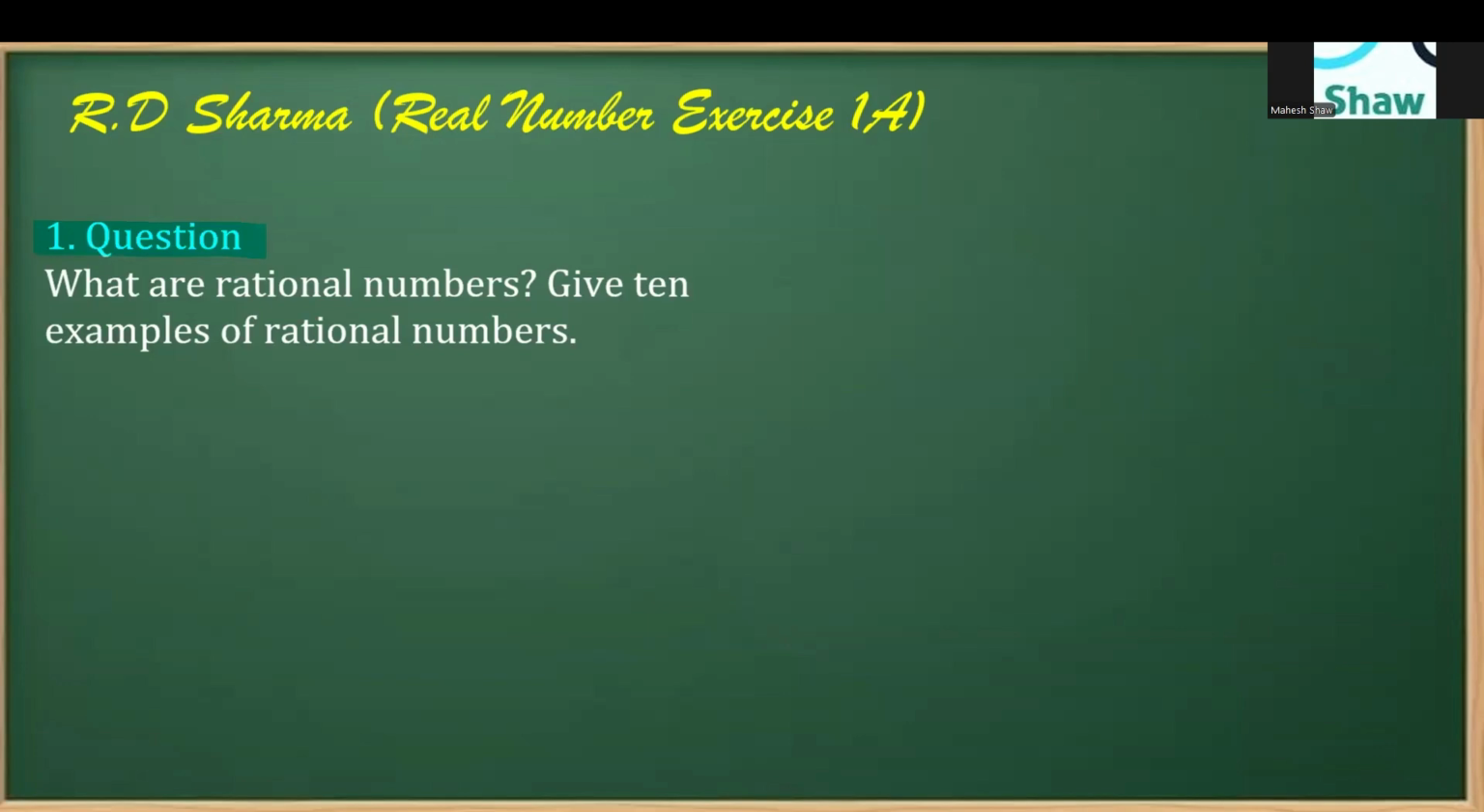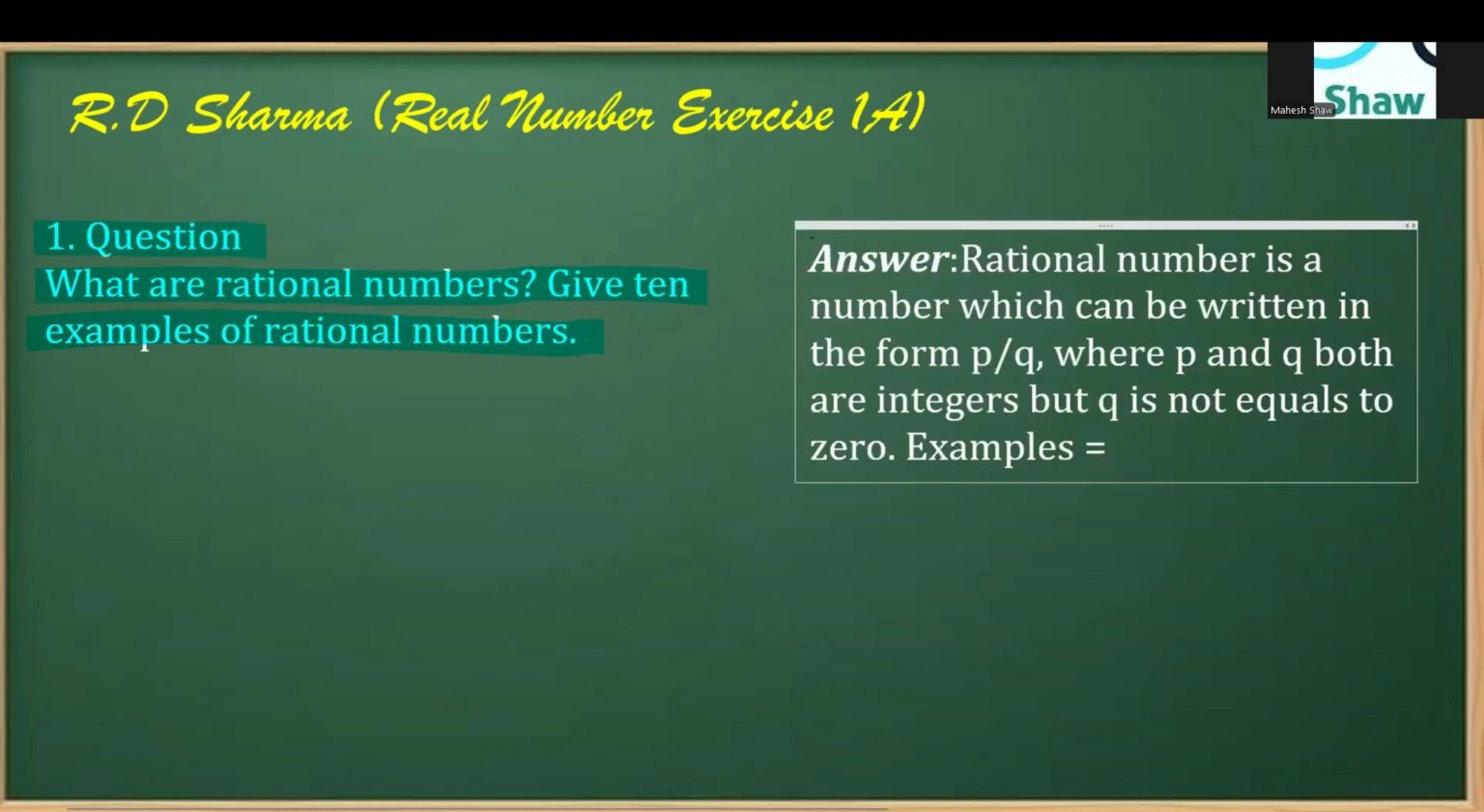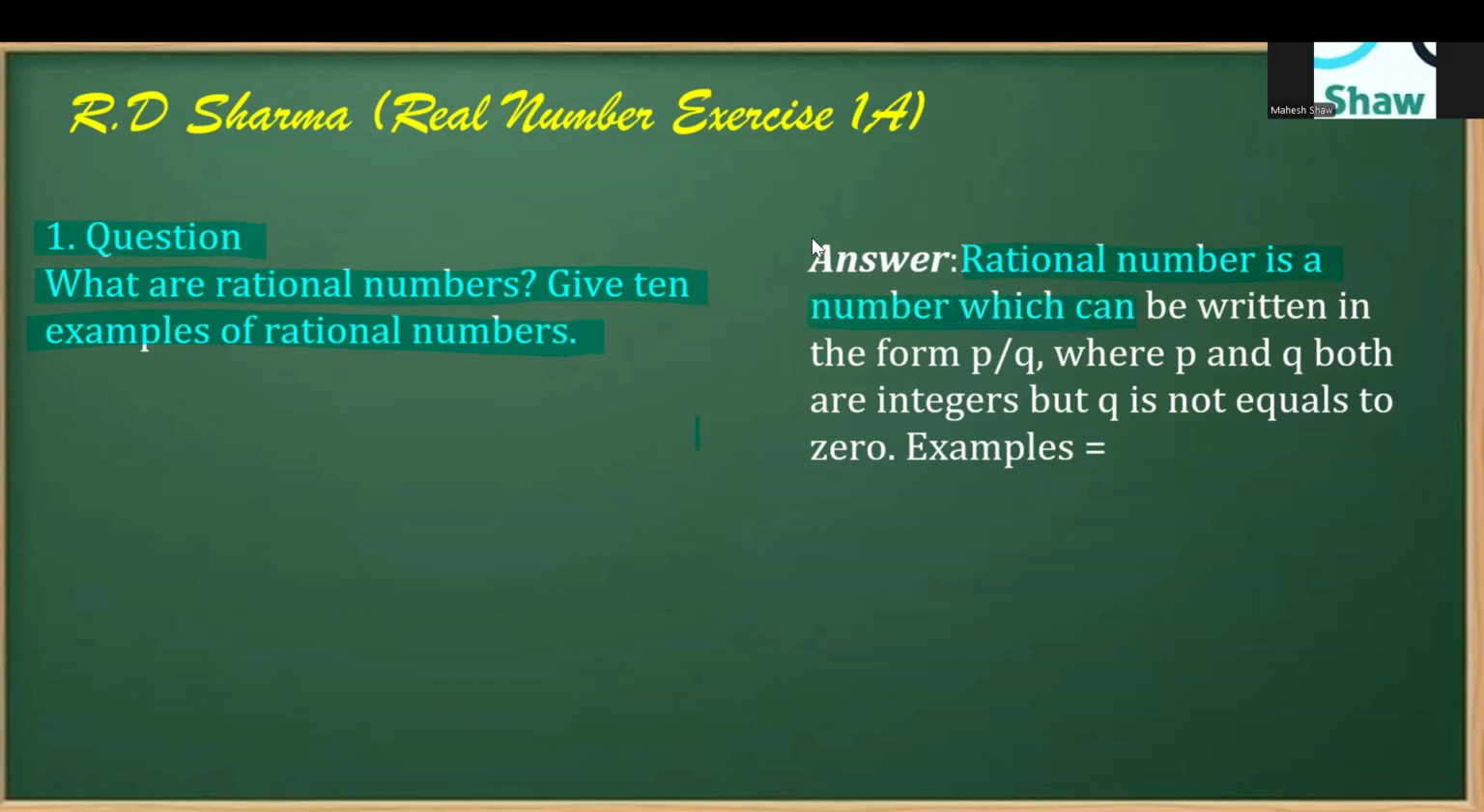In question number 1, it says, what are rational numbers? And give 10 examples of rational numbers. So first we need to define what is a rational number. The rational number definition says that any number which can be written in the form of P by Q, where P and Q are integers and Q is not equal to 0, is called a rational number. As for the examples, I can give 0 as a rational number. I can write 7 over 4, whether it's a proper or improper fraction. Even 4 over 7 is a rational number.